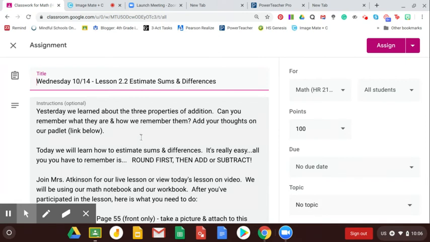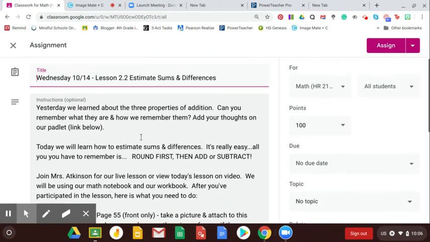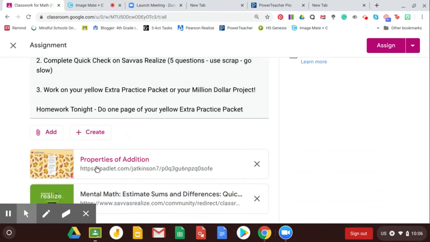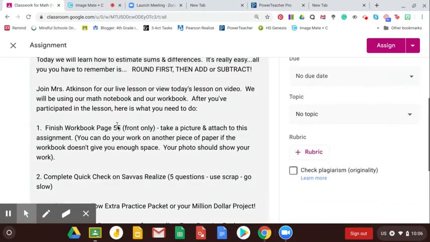So here is our Google Classroom assignment post for Wednesday. It says, yesterday we learned about the 3 properties of addition. Can you remember what they are and how we remember them? And you're going to add your thoughts on our Padlet. The link is below right there, so you can add your thoughts there.